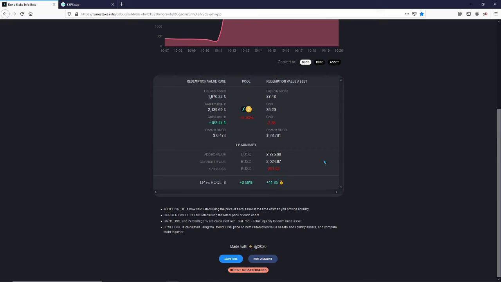But here's the coolest metric down here. If we look, LP versus HODL. So if you guys don't know what HODL means, it's just a trader acronym for hold on for dear life. Basically, hold your coins, don't sell them. So providing liquidity versus the HODL in dollar value, I'm actually up 59% if I had just held on to my coins. So if I just had these coins in my wallet, I would have been down 0.59 from here. So not 59%, 59th of a percent.